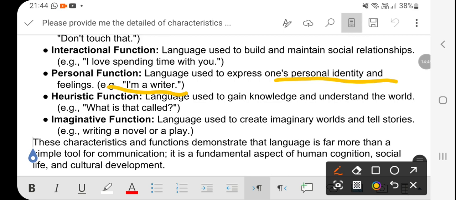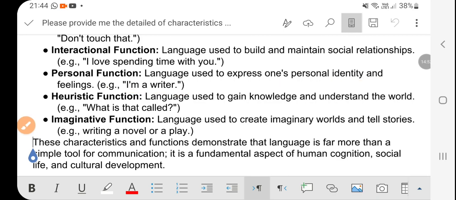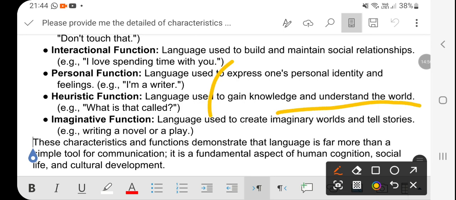Then heuristic function, to gain knowledge and understand the world, right? Suppose you are the new generation, you are very much familiar with technology. So if I'm asking what this is called, and you say that this is AI, DeepSeek AI, or something, and you are explaining to me about AI, which I don't know, that is heuristic function. When we gain knowledge or understand the world, then the conversation is called heuristic function.